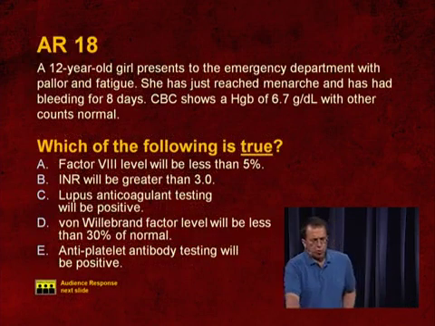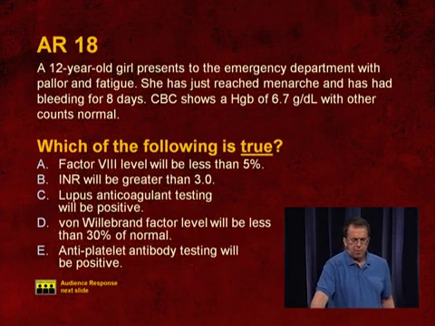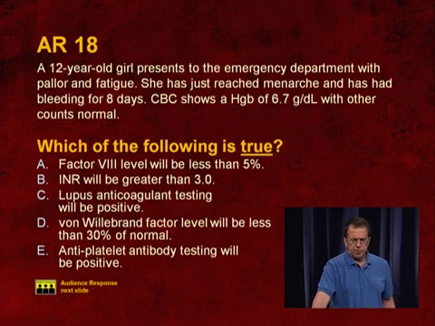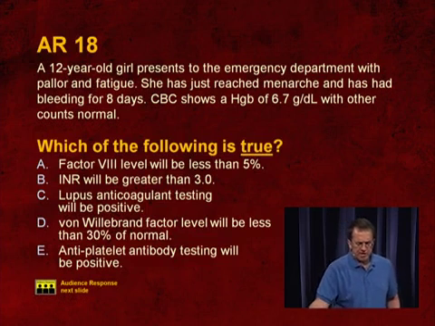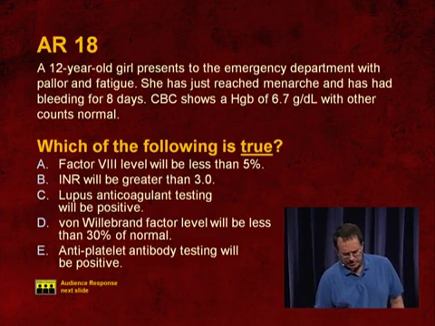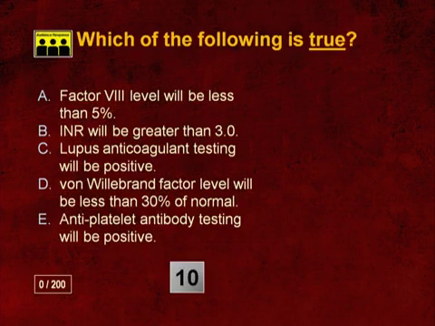Okay, a 12-year-old girl presents to the emergency department with pallor and fatigue. She has just reached menarche and has had bleeding for 8 days. CBC shows a hemoglobin of 6.7 with other counts normal. So what's going on? She's going to have a low factor 8. Is her INR going to be through the roof? Is her lupus anticoagulant testing going to be positive? She can have something with her von Willebrand factor, or we can have that antiplatelet antibody testing.